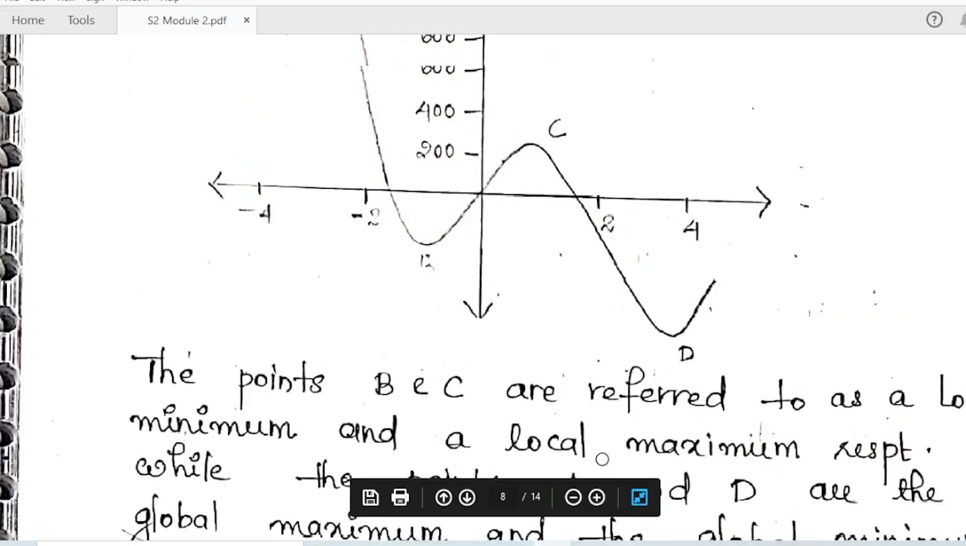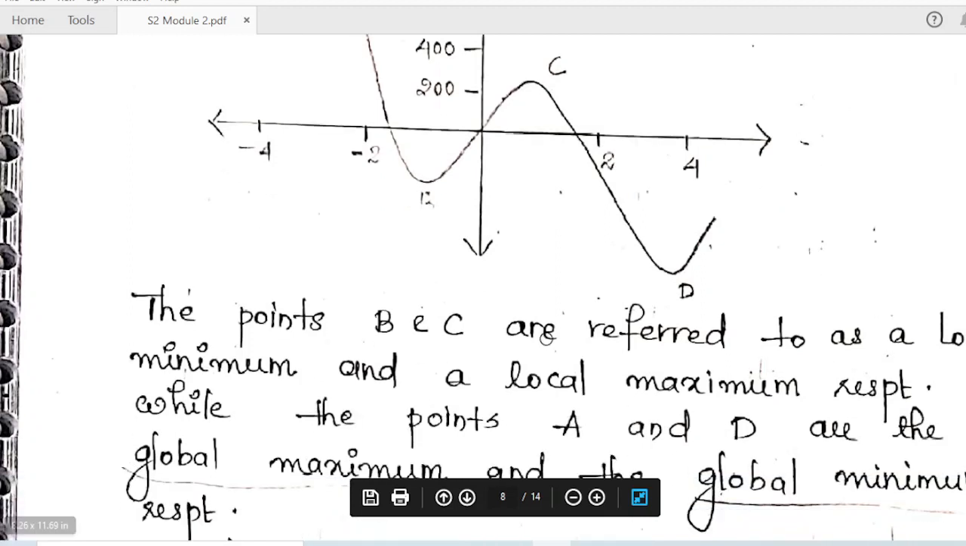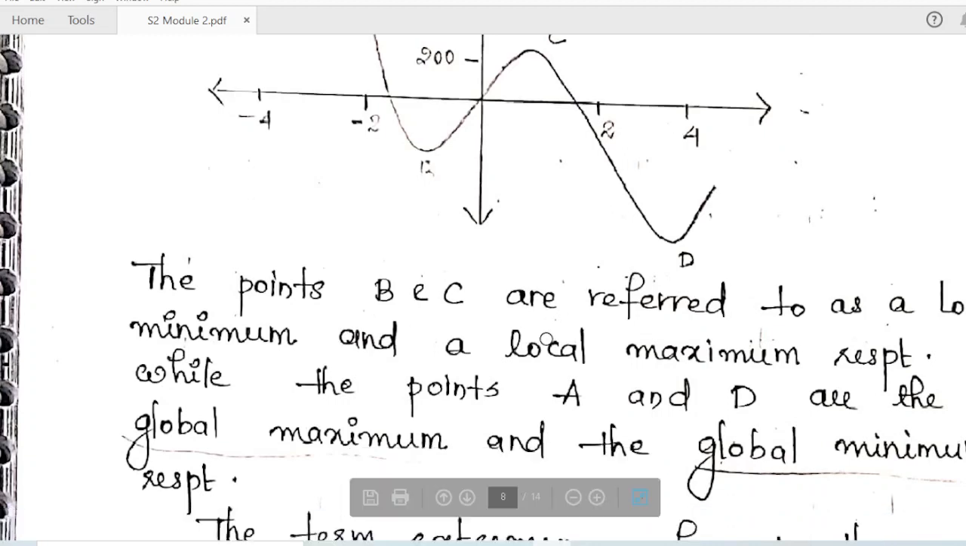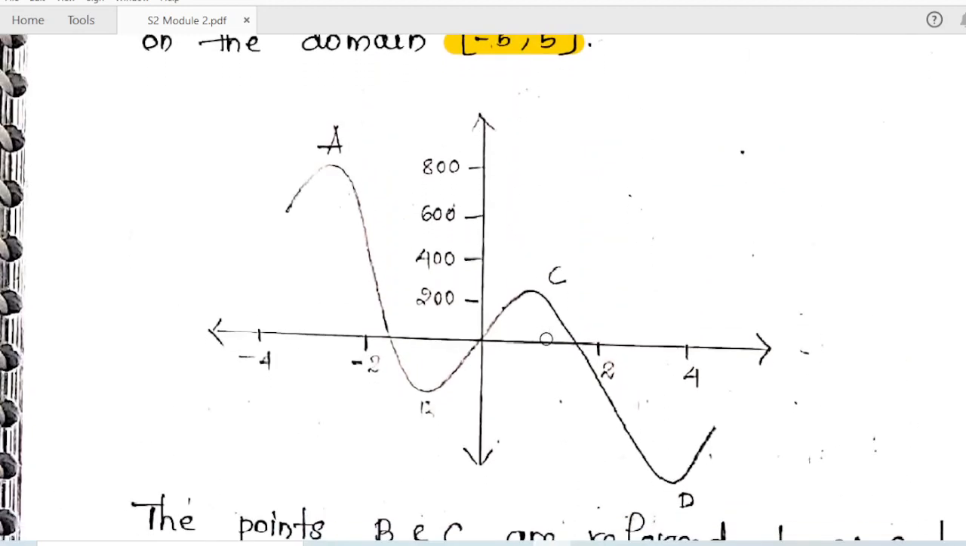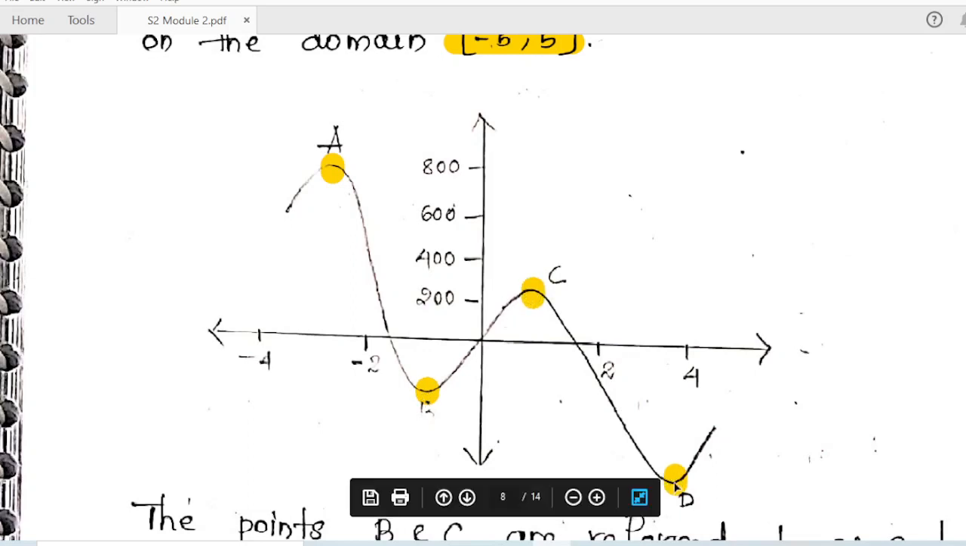So here we can see the points B and C are referred to as a local minimum and a local maximum respectively, while the points A and D are the global maximum and global minimum. So let us see the graph. Here, if you are looking at it, we can see there are different peaks. We can see different points on this graph: A, B, C and D.